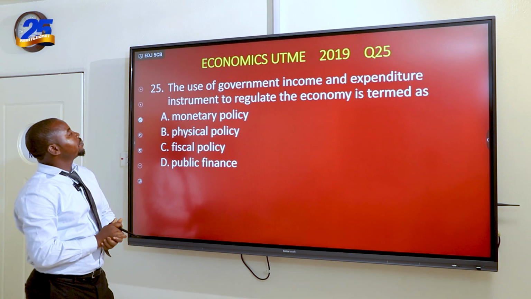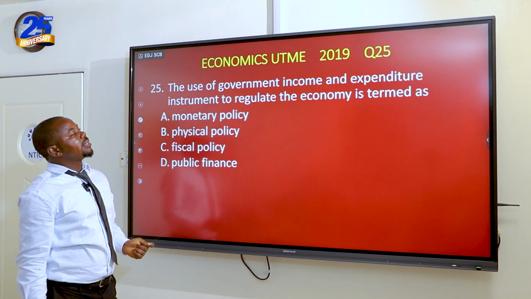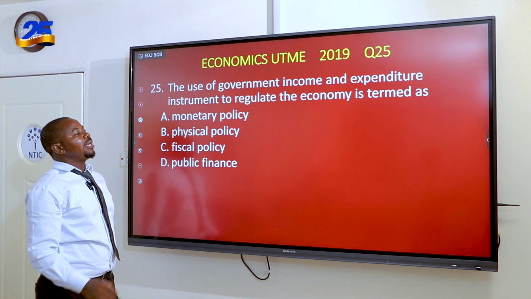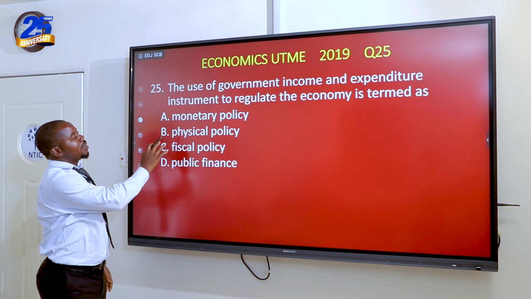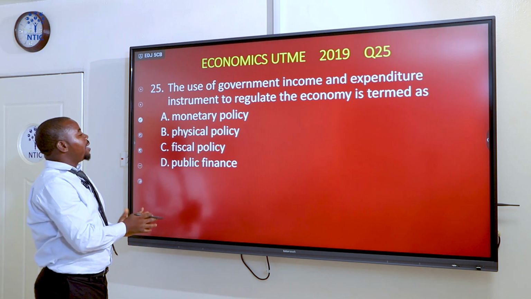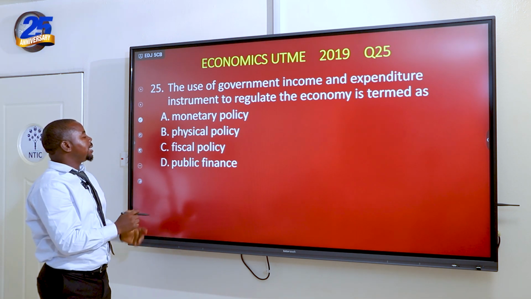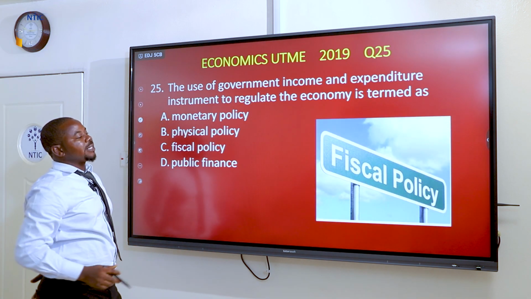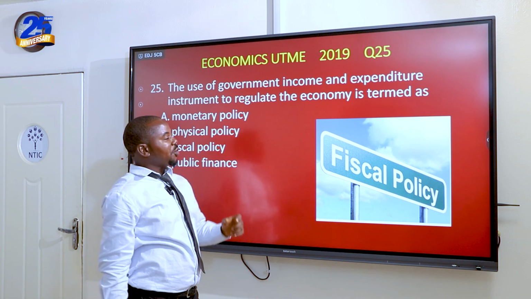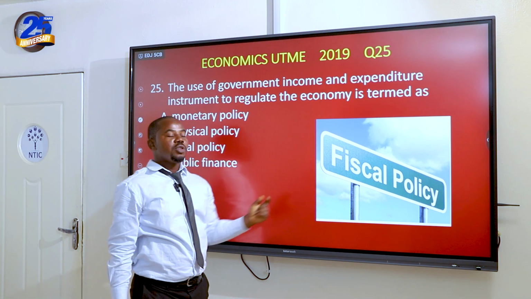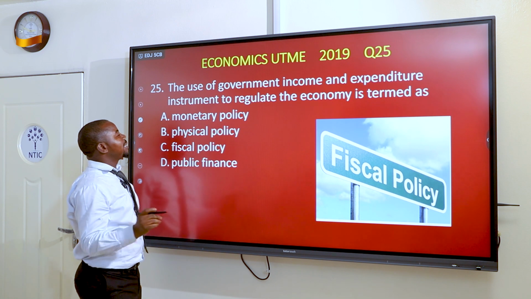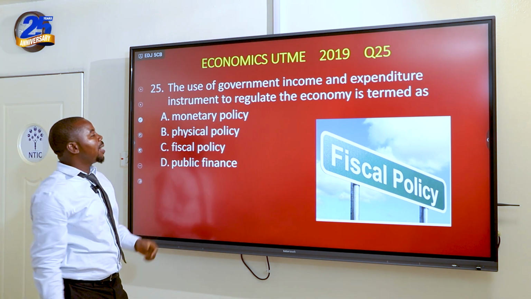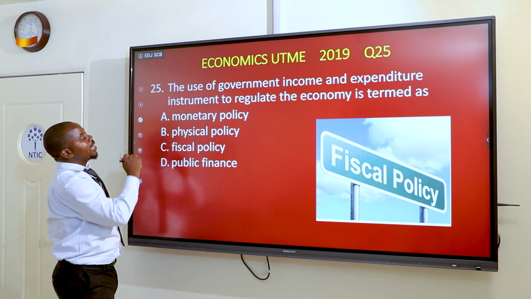So the next question: the use of government income and expenditure instruments to regulate the economy is termed as A, monetary policy, B, fiscal policy, C, fiscal policy, and D, public finance. So the correct answer is fiscal policy. And one of the major instruments that can be used to generate income through fiscal policy is called taxation. So the correct answer is fiscal policy, the use of income and expenditure to regulate the economy.